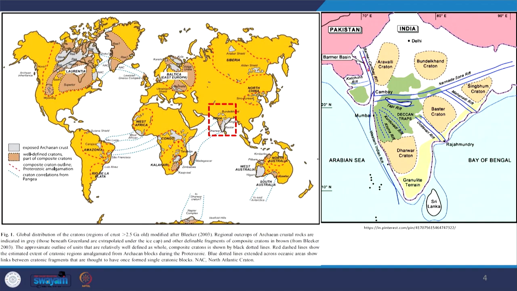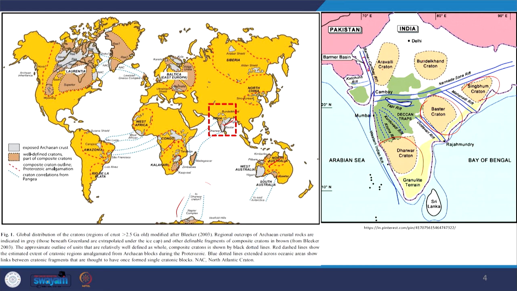Now, if you see this map, we have shield areas and we have mobile belts. There are a number of shield areas like the Indian shield, Canadian shield, African shield, Australian shield, Antarctic shield. So, there are a number of areas in the earth's crust that the shield area is composed of. In the Indian context, this is the Bastar craton, we have the Singhbhum craton, Dharwad craton, Aravalli craton, Bundelkhand craton, like that.